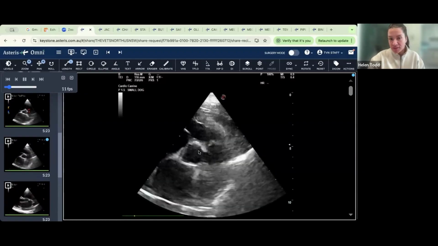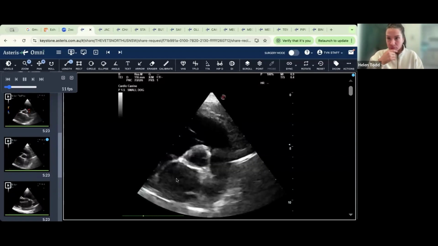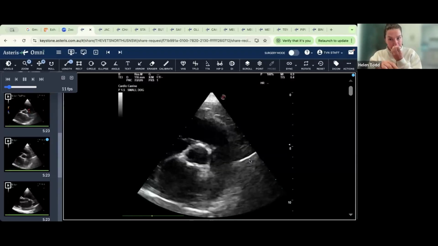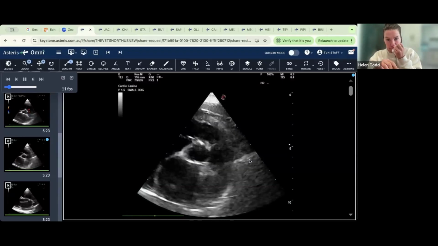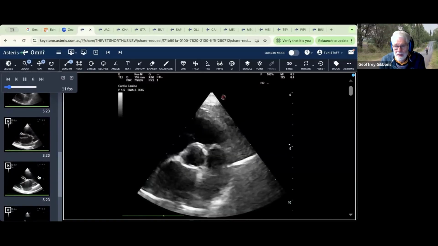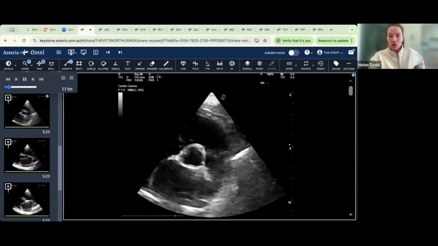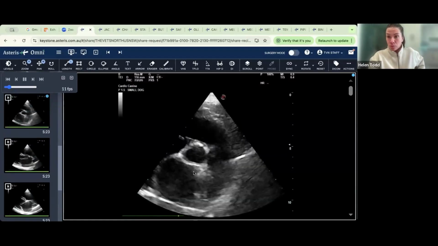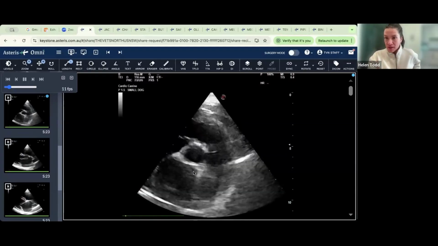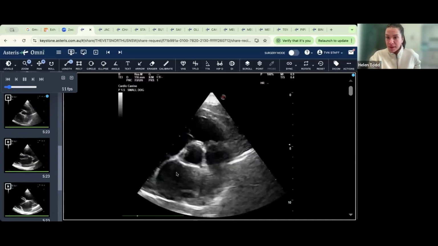What do we think subjectively about this aortic to left atrial ratio? It's a fair bit more than 1.6, I think. It's huge, isn't it? Yeah, absolutely. So this is a dog that was basically tipping into congestive failure as we're scanning it. So a massive difference there.